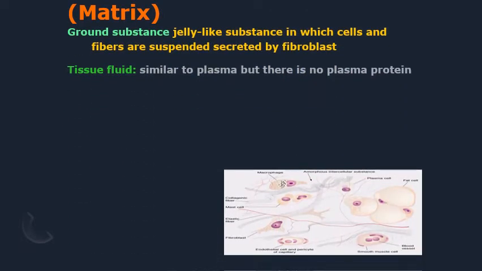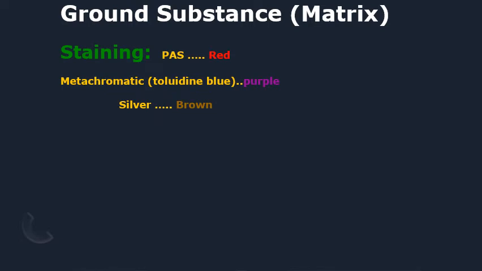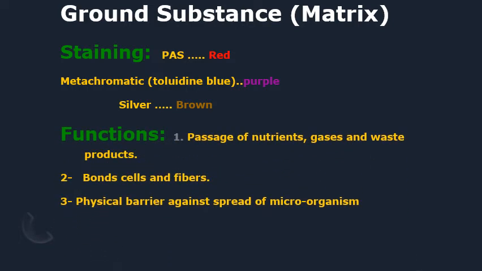Now we talk about the cells, fibers, and now the matrix. The matrix is soft, formed of a jelly-like substance in which the cells and the fibers are suspended. It also contains tissue fluid, which is similar to the plasma with no plasma proteins. The ground substance stains red with PAS, stains with metachromatic stain, and stains brown with silver. What is the function of the ground substance? Passage of nutrition, gases, and waste products, bonds cells together, and acts as a physical barrier for the spread of microorganisms.